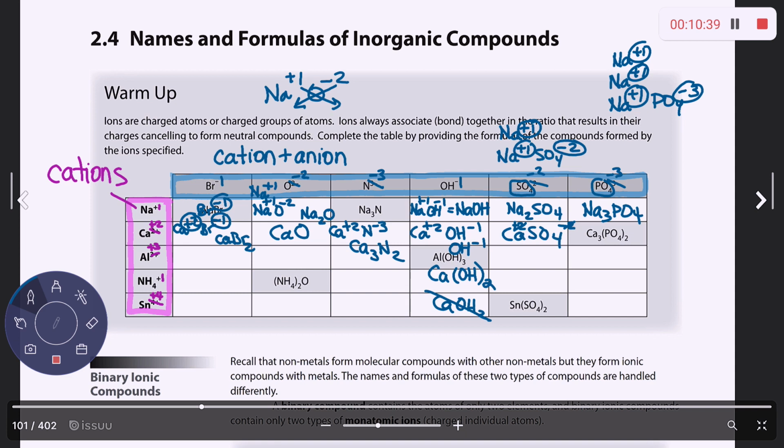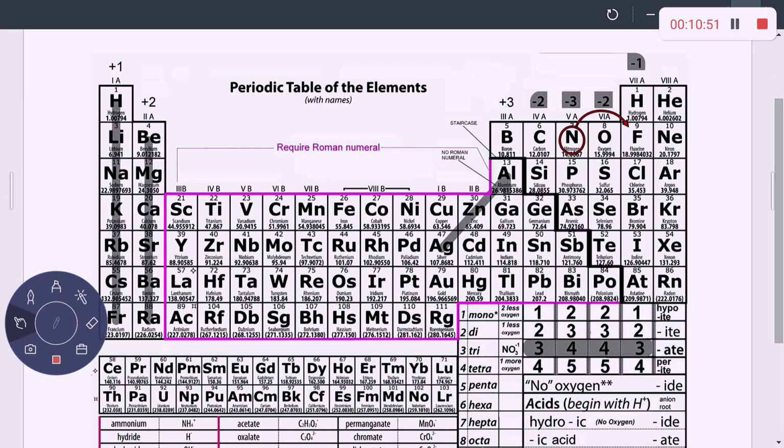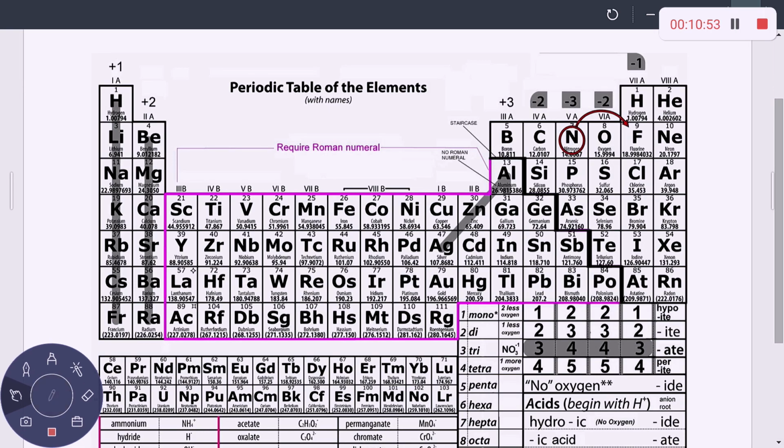All right, so we're going to start with monoatomic ions first, and then we'll go and write binary ionic compounds. So I'm going to pull up your periodic table here. Let's go over this table in terms of monoatomic ions first. You have metals and you have nonmetals. The metals are on the left, the nonmetals are on the right. You already color-coded this yesterday.